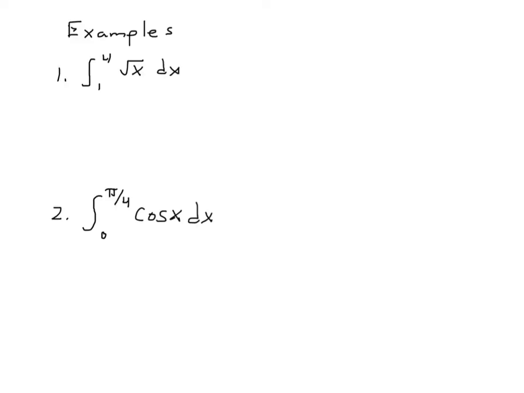Let's take a look at a couple more examples here. What I'd like you to do initially is pause the video and find an antiderivative for the square root of x and the antiderivative of cosine x. So pause the video right now and find those antiderivatives. Once you do, then we'll come back and we'll finish up on both these problems.